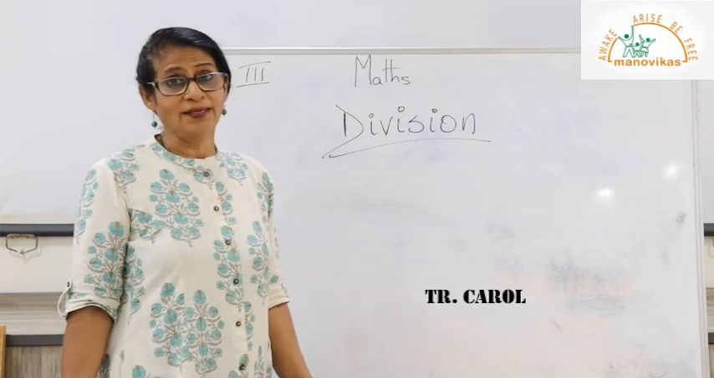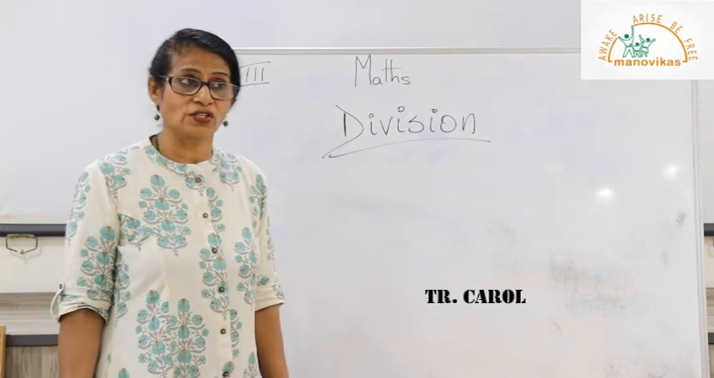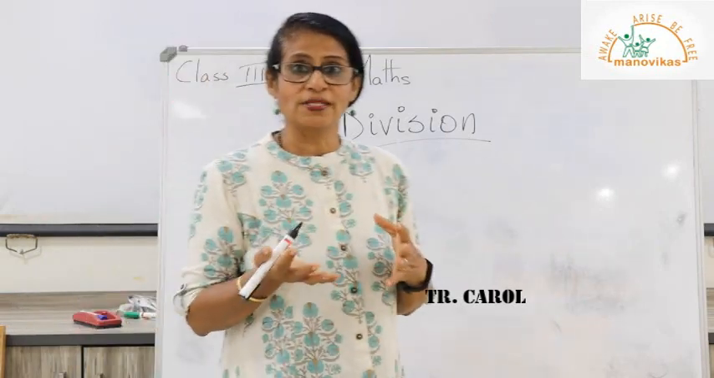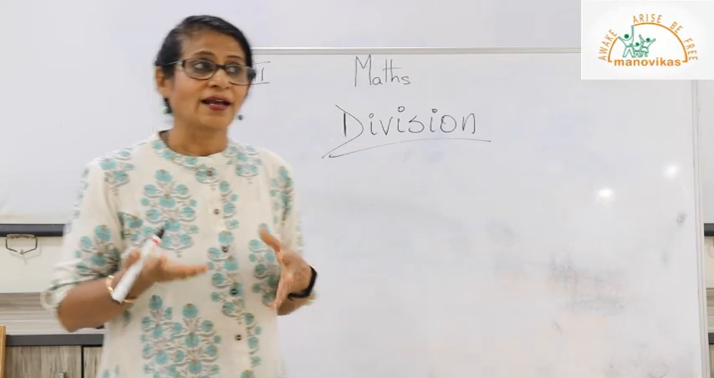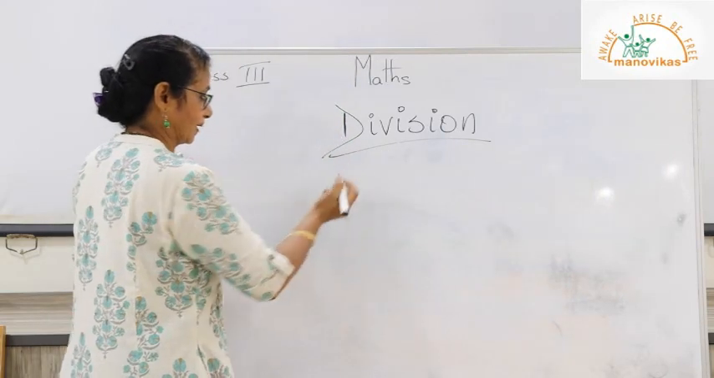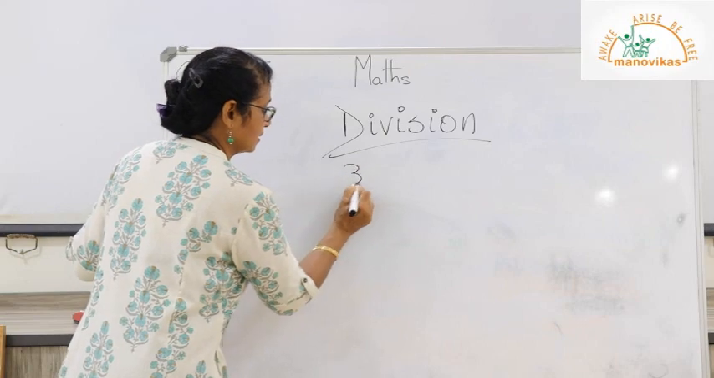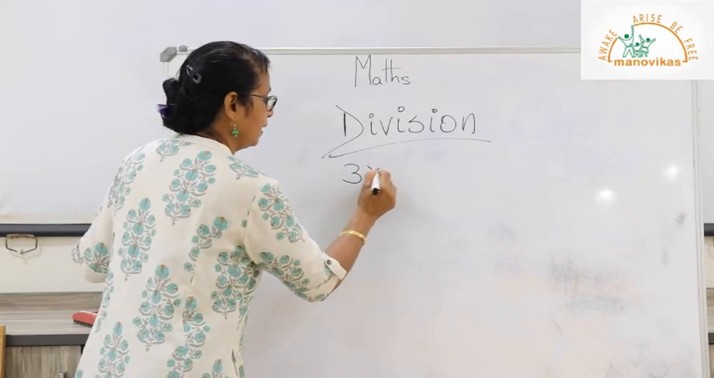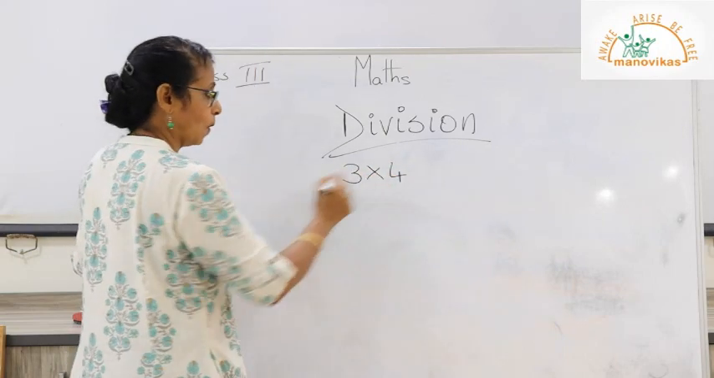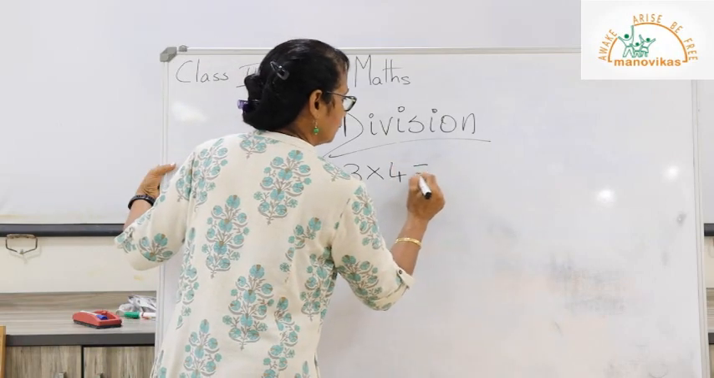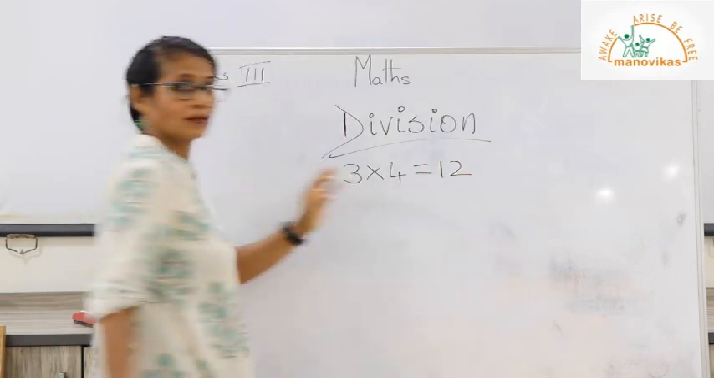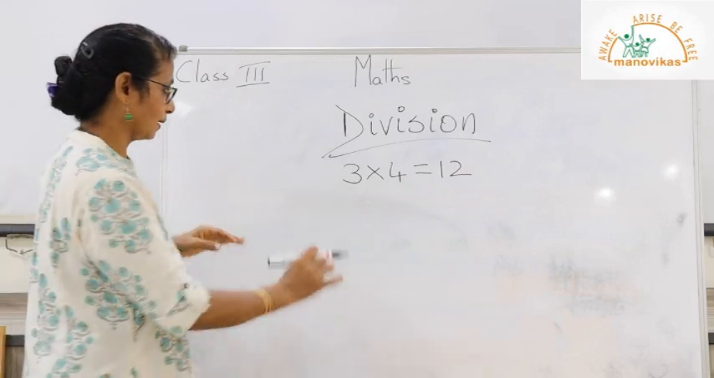Today we will begin a new chapter in division. Division is the opposite of multiplication. As you already have done multiplication, take for example 3 multiplied by 4. When we multiply 3 by 4, we get the product or the answer as 12.